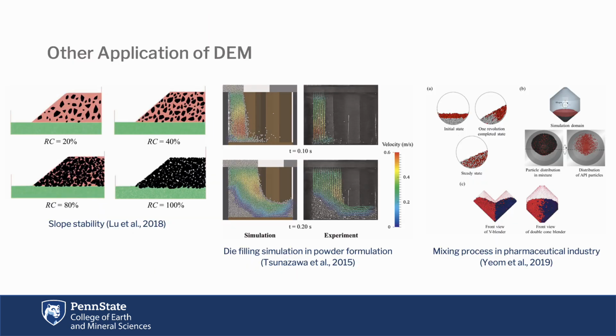Lastly, here are several other examples of DEM applications in various fields. The figure on the left shows DEM used to simulate slope stability, which can assist in risk assessment for civil engineering. The middle figure illustrates a DEM simulation of powder formulation using die filling. Meanwhile, the figure on the right shows how DEM can be applied to simulate the mixing process in the pharmaceutical industry.